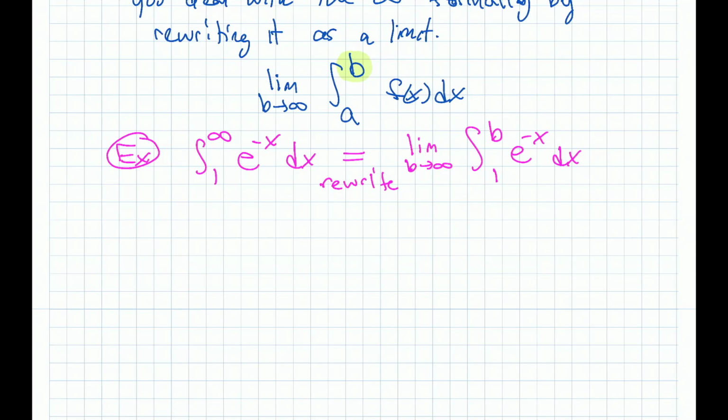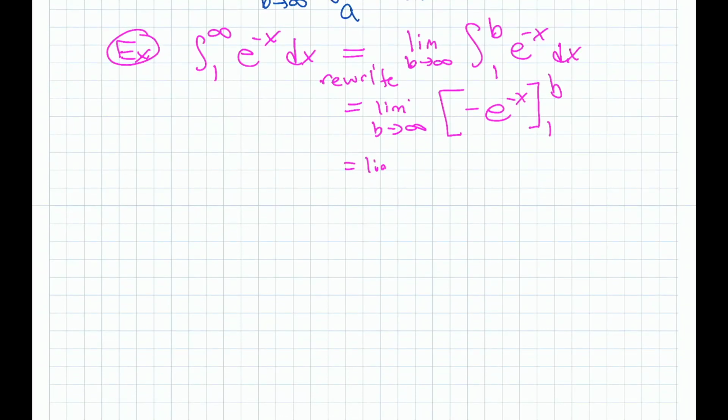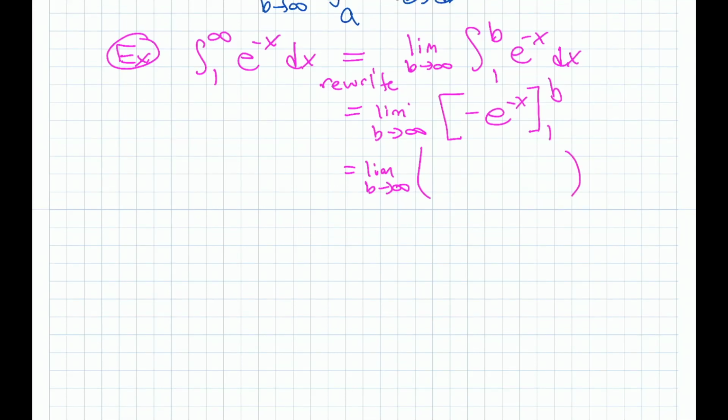So from there, you're just going to do the integral as normal, ignoring the limit until the end. On this one, what's the antiderivative of e to the negative x? It's e to the negative x over negative 1, which is just negative e to the negative x. And then you go 1 to b. Again, we're just rewriting this limit. You plug in your limits of integration. So you put in the b, you get negative e to the negative b minus negative e to the negative 1.